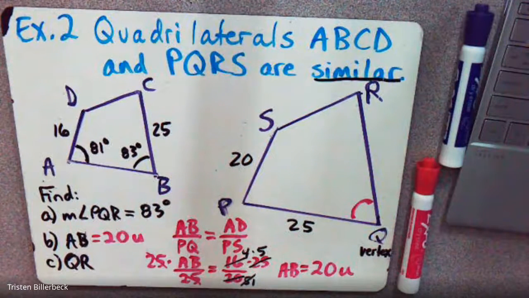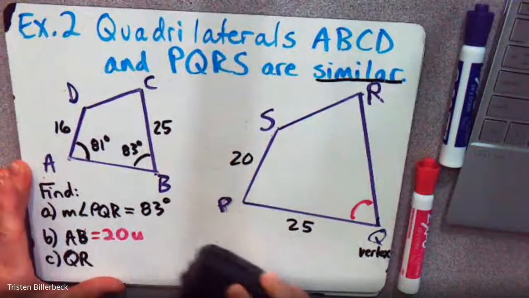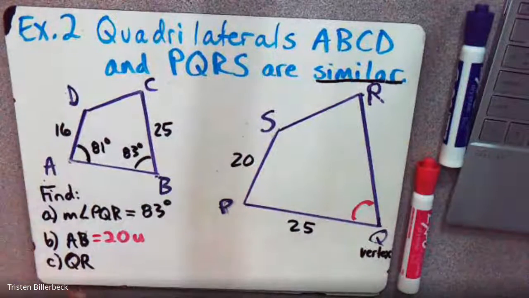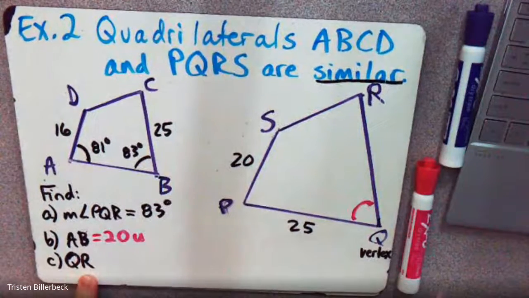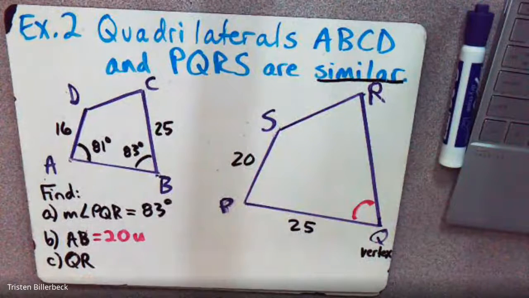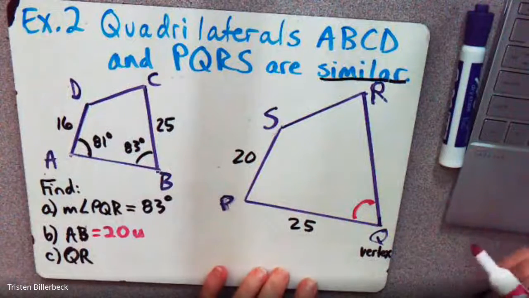All right, so I'm going to erase this and we're going to find QR now, the measurement of line segment QR. Isn't that amazing that that one little thing says the measurement of line segment QR? Pretty impressive. We mathematicians do like to save some space and not write a lot of words.